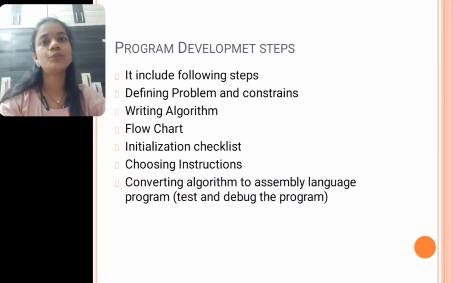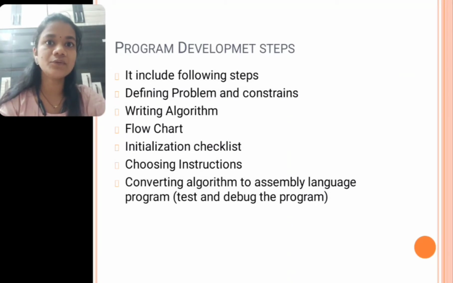Now the program development tools. We know that while programming, there are steps we have to follow. These are nothing but the program development steps. First is define the problem and constraints. It means, suppose we have to design one program, first of all we have to define the problem. What program we have to do, we have to define that problem.